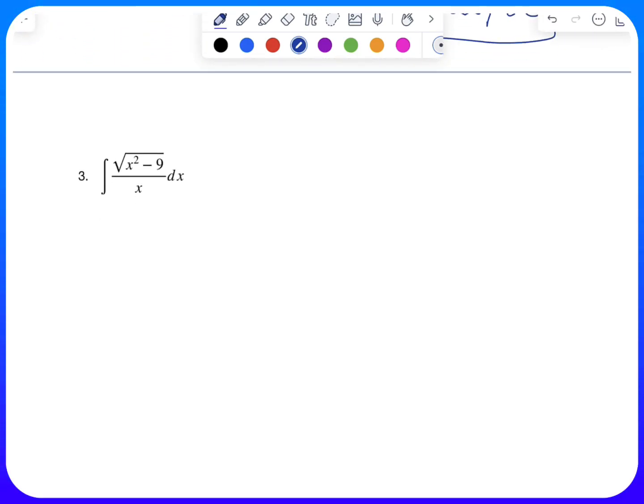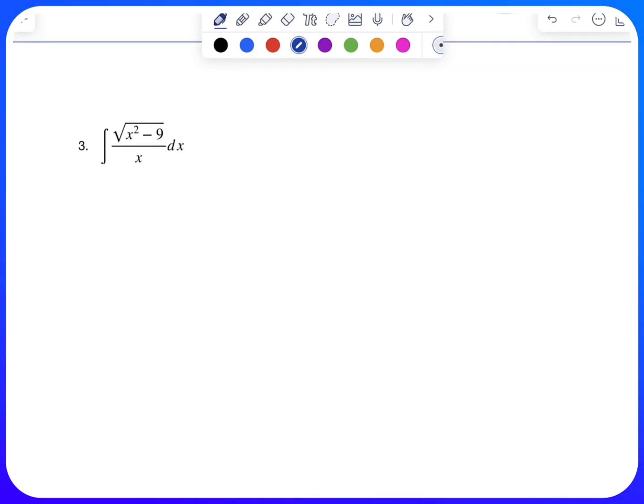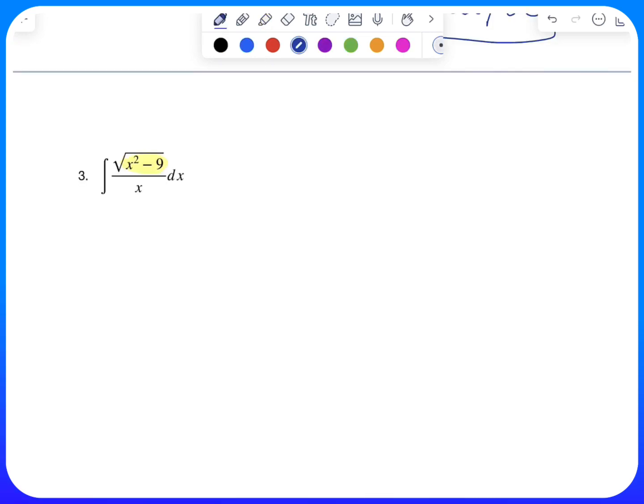All right, our next example, we have the integral of the square root of x squared minus 9 over x dx. So this is in the form of u squared minus a squared. So I'm going to let my u equal 3 secant of theta, and my u in this case is x, so x is equal to 3 secant of theta. And so the square root of x squared minus 9 is 3 tangent theta. The derivative of 3 secant theta is just 3 secant theta tangent theta.